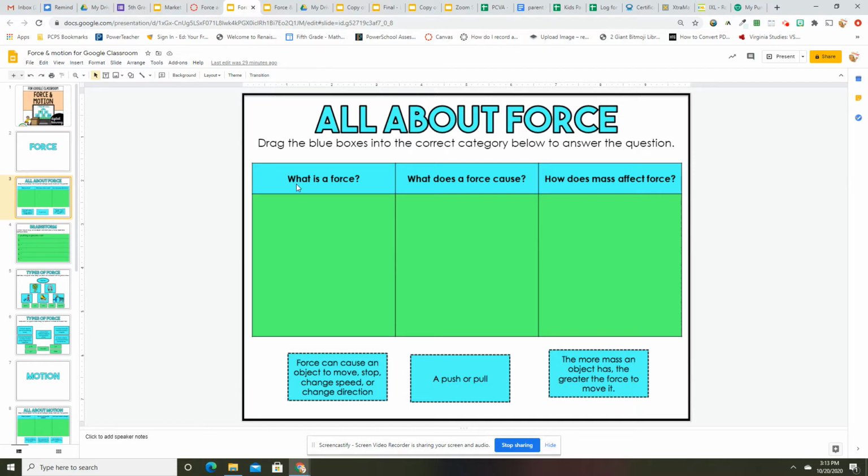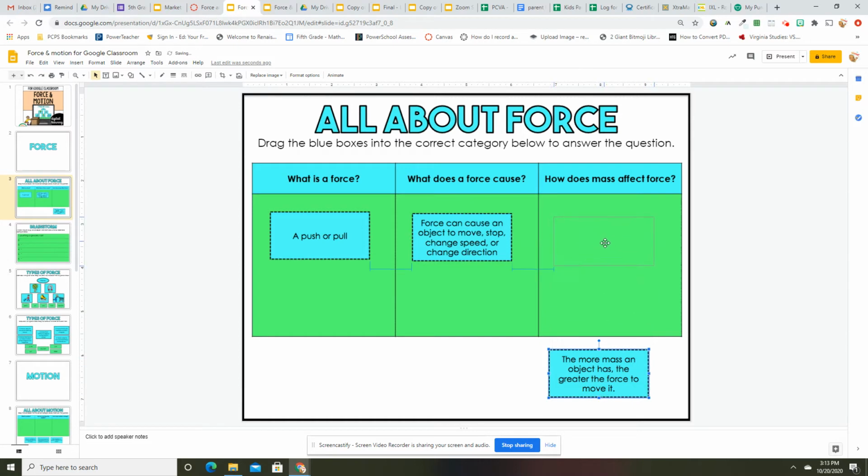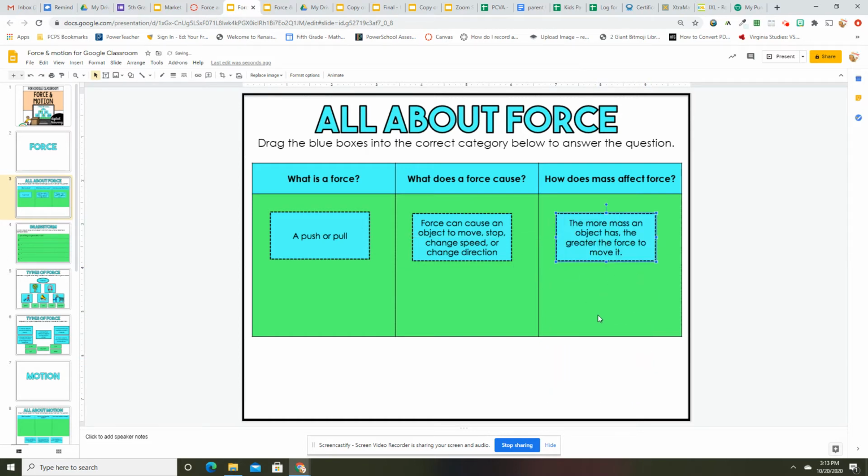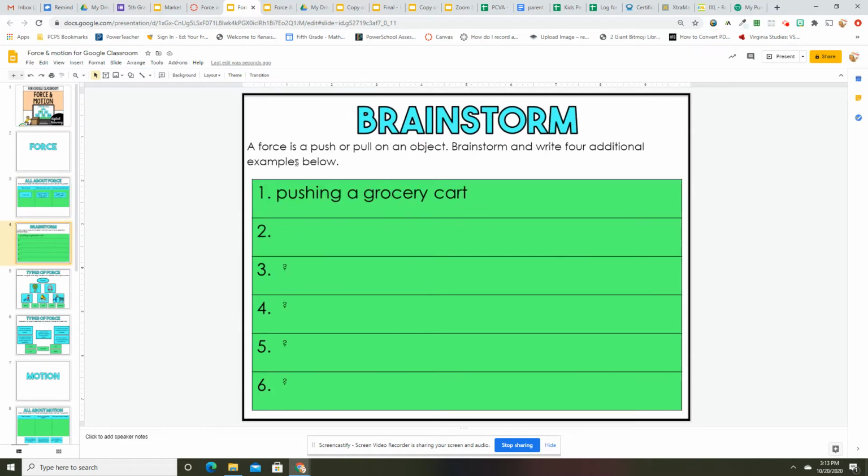Okay, so a force is a push or pull movement, okay? If you push or pull something, that is the force on it. A force can cause an object to move, stop, change direction or speed. And then mass affects it because the more mass something has, the greater the force it's going to take to move it. So if you pick up a feather, you don't have to try as hard as if you're picking up a bowling ball.